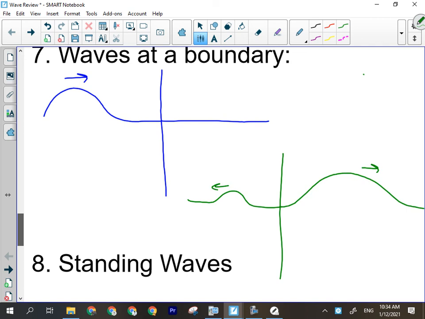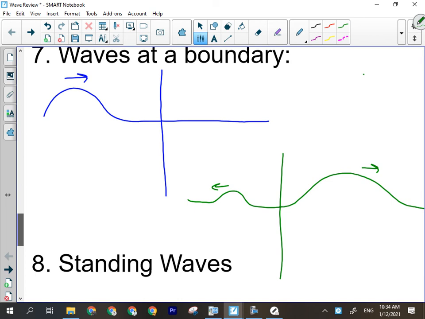Okay, so blue is before, green is after. Is the second medium more or less dense than the first? How do we always tell? There's two ways to tell. One of them has to do with the reflected wave, and the other has to do with the transmitted wave.